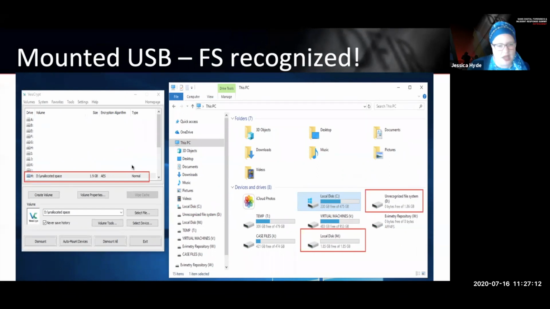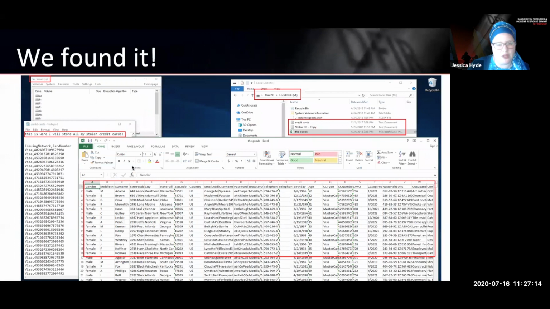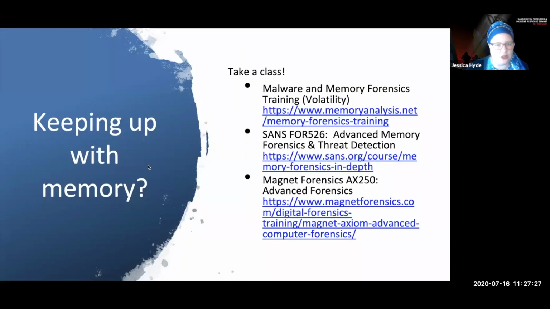So now we actually have that disk mounted. And now we can start looking on the disk. And what do you know? We found it. There are all of these documents. Remember the eDrive references to the credit card, stolen credit card copies, the goods, etc. And so this is the evidence we're looking for.